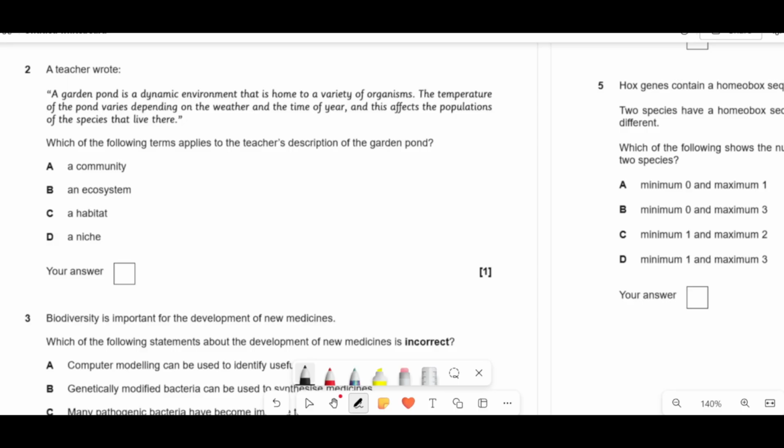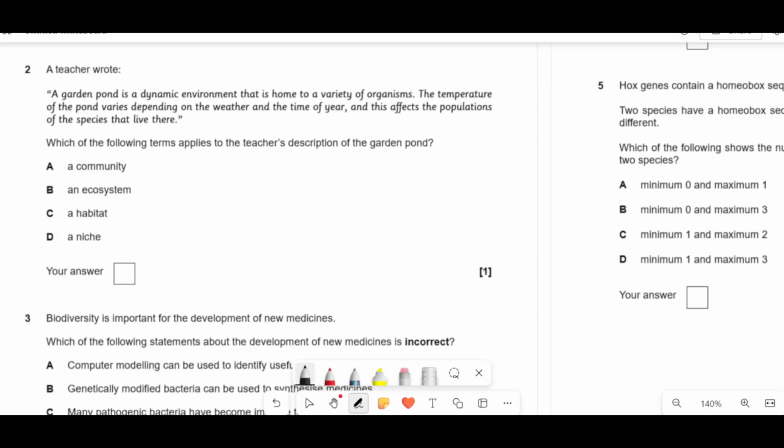If we just look at each word, a community is all of the populations of different species in a habitat, like every single one of the rabbits and squirrels living in the woods. An ecosystem is all of the organisms in a particular area and its non-living or abiotic conditions as well. So you take a community and add the abiotic conditions in, that's what that is.